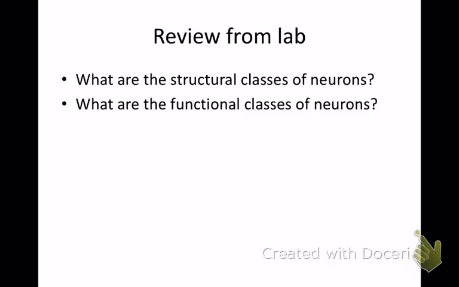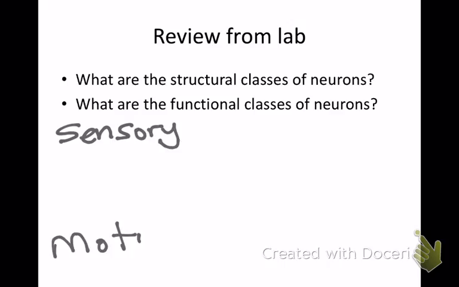Our functional classes are based on which way that neuron is sending an impulse. So our functional classes are sensory and motor. Leave a space in between them because there's a third kind, and our third kind is called integrating.